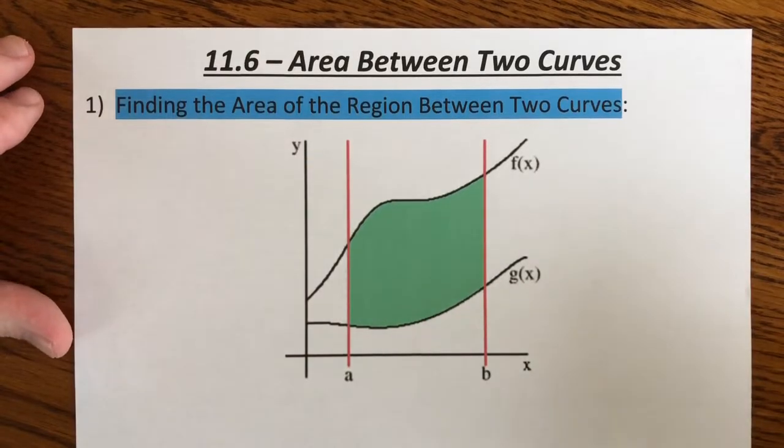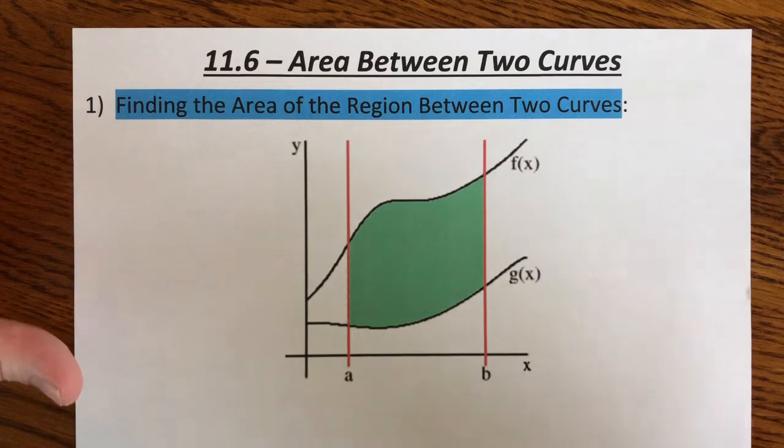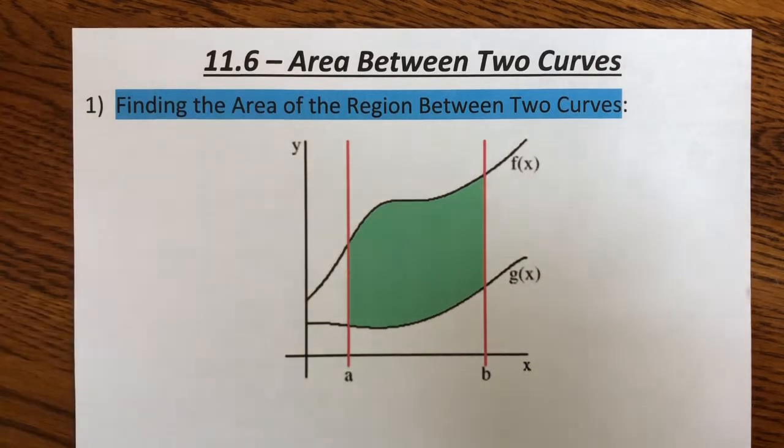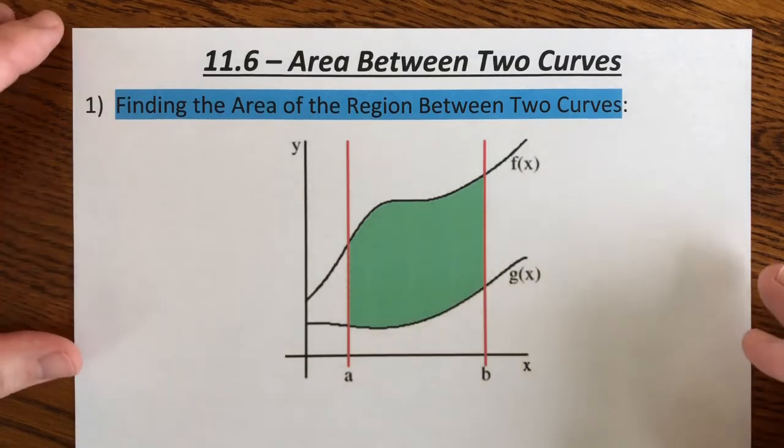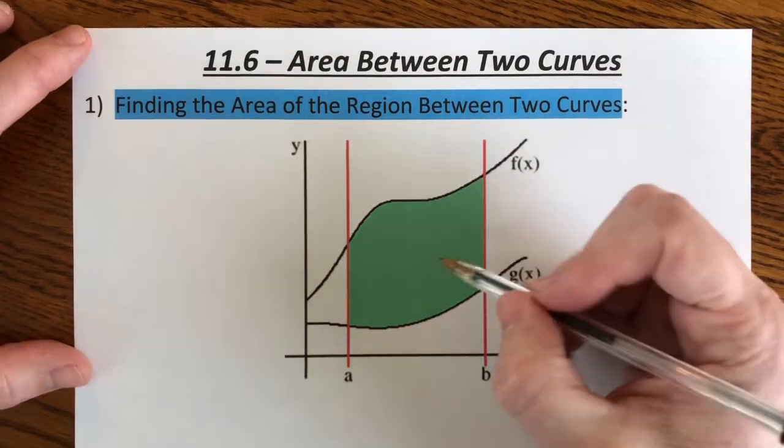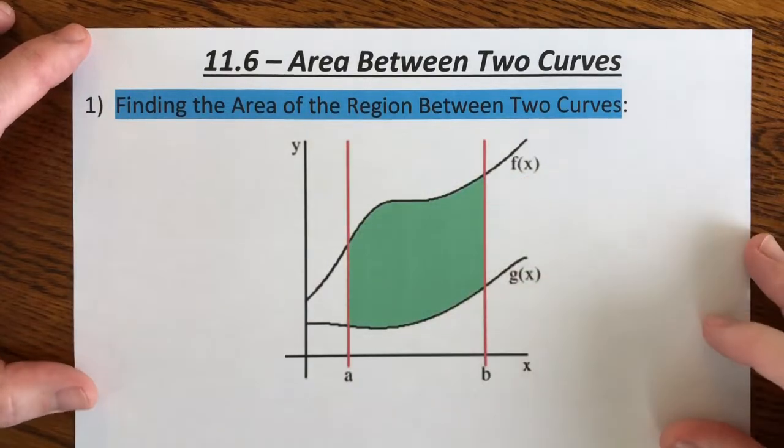Section 11.6, area between two curves. We're going to look at several different situations in this section that could come about, and hopefully by going through the various different types of examples, you'll have a good grasp on how to determine the area using the concept of the definite integral. So for starters, let's look at this illustration.